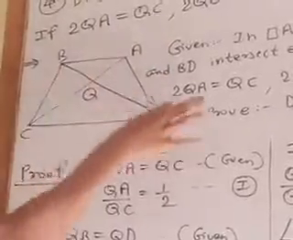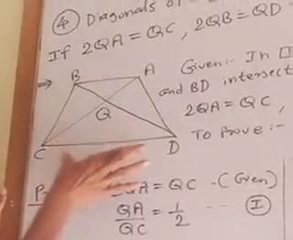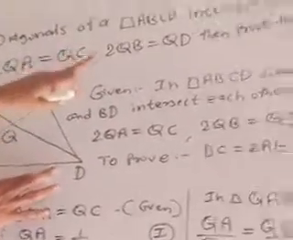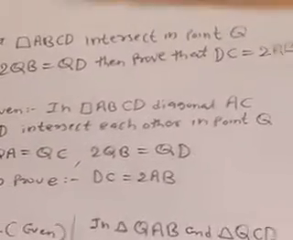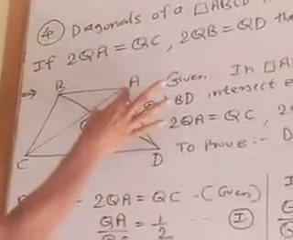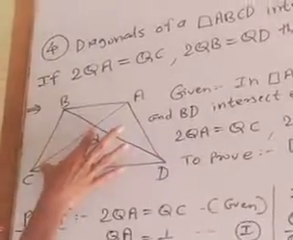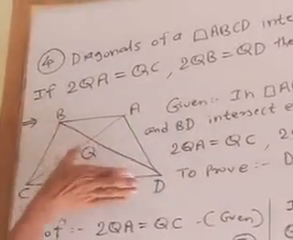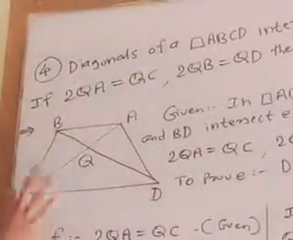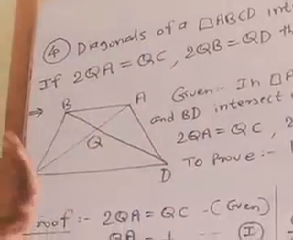So I draw this type of figure, because AB is small and CD is larger, since we have to prove that DC equals 2AB. QA equals... 2QA equals QC, so QA is small and QC is greater. Again 2QB equals QD. So I draw this type of figure. It is not a trapezium, which means AB is not parallel to CD.